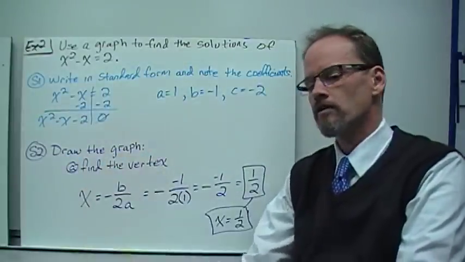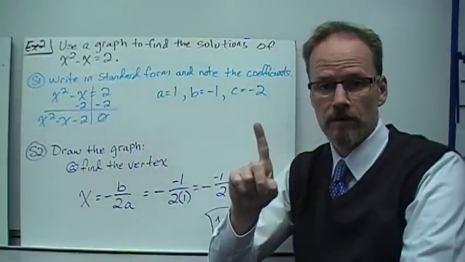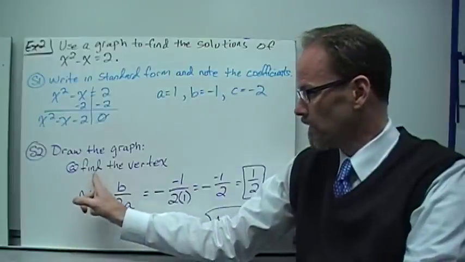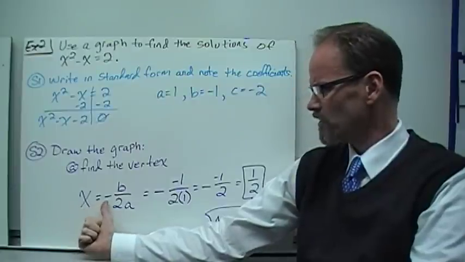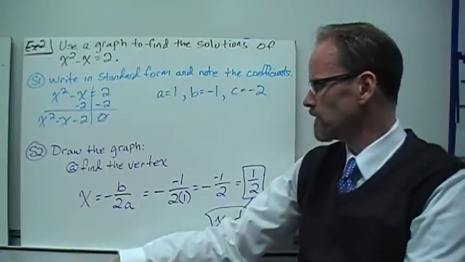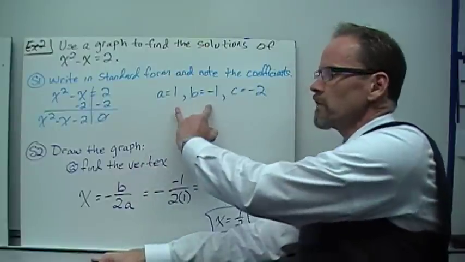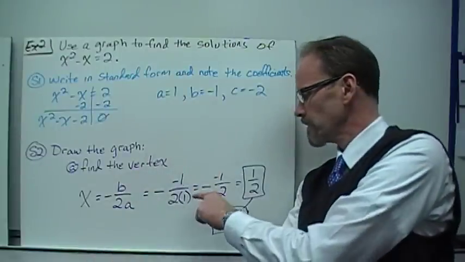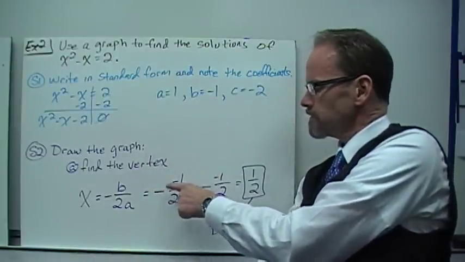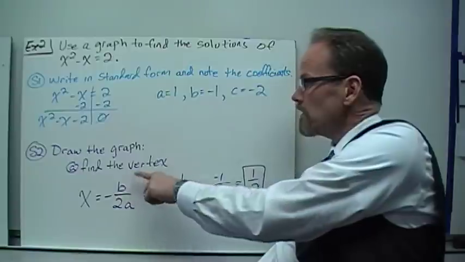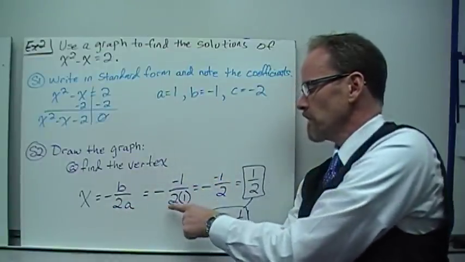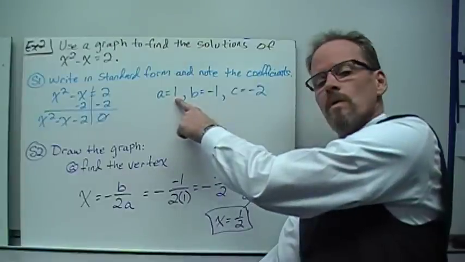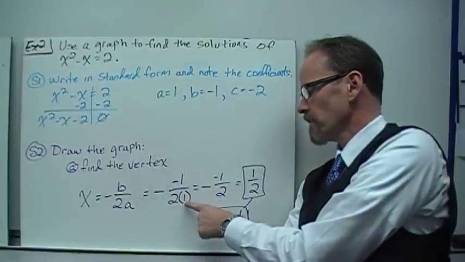So we're going to draw the graph. Remember, the first thing we have to do is find the vertex right here. How do we do that? The formula, x equals negative b over 2a. So I just start plugging in the coefficients down here. The coefficient of b, negative 1, over 2 times a. So 2 times a, where a is 1, plugs in right there.